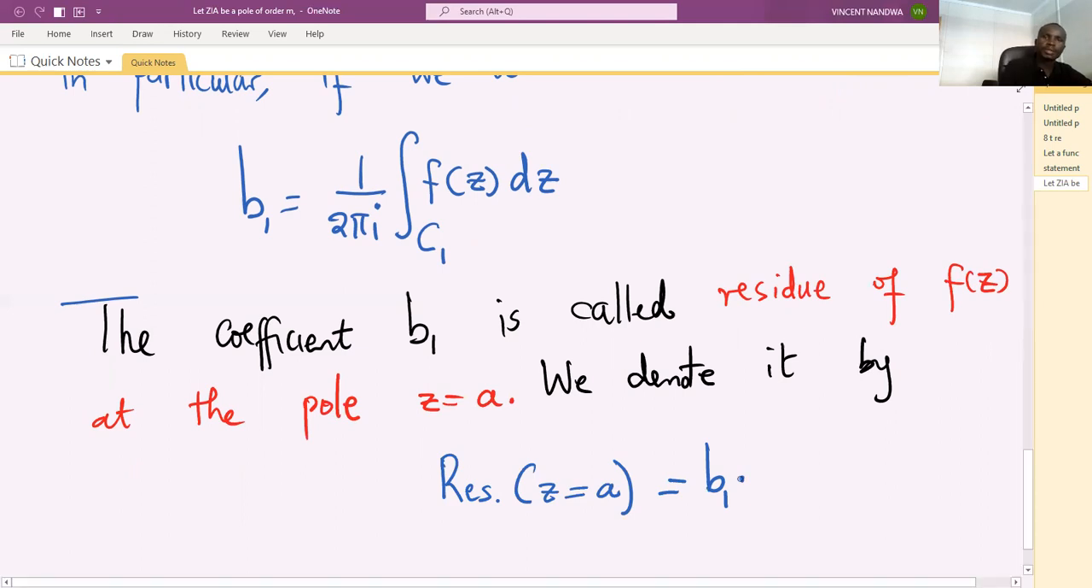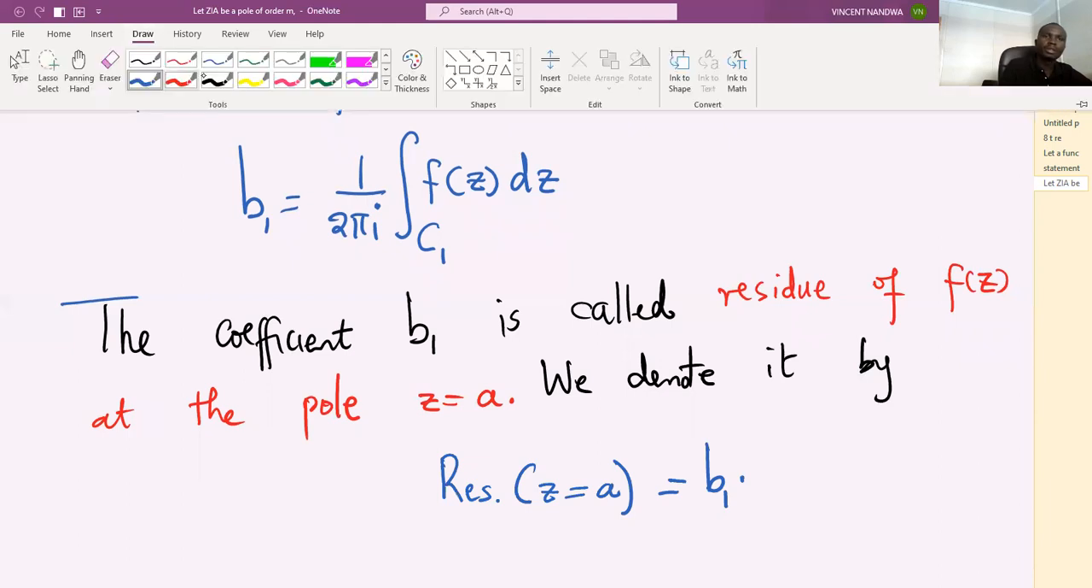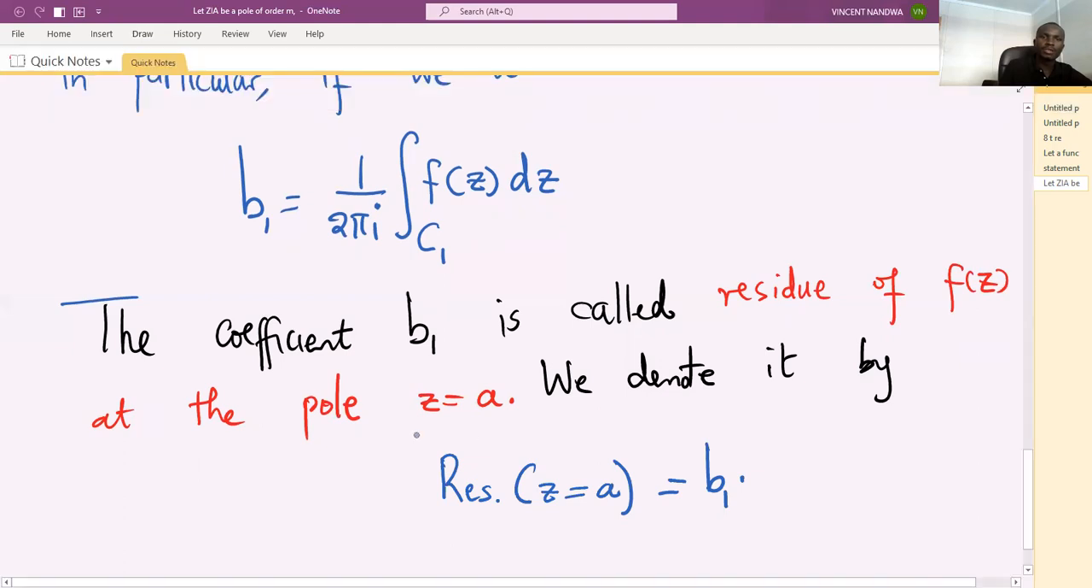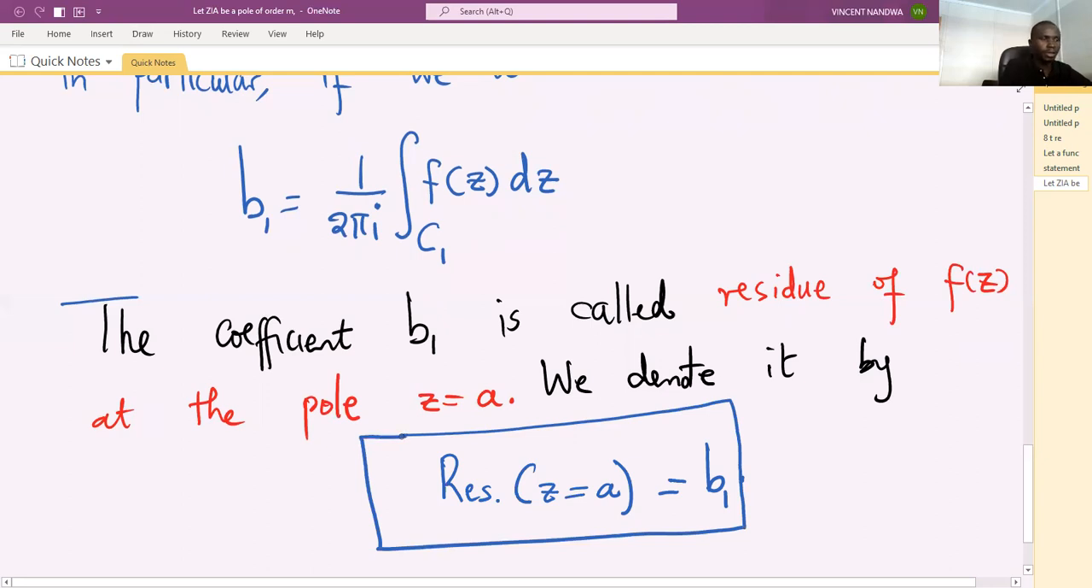In the next session, we give different methods of finding or calculating residues of functions. So please watch the next videos to illustrate different methods of finding residues of functions.